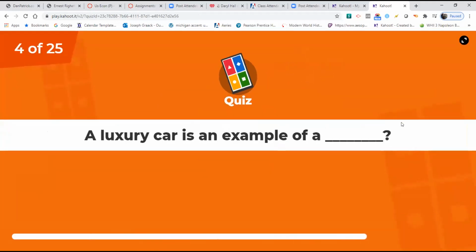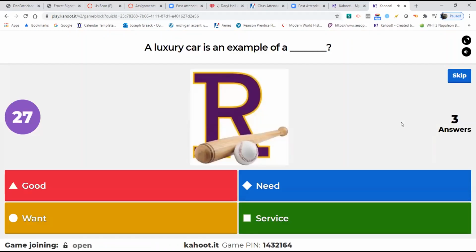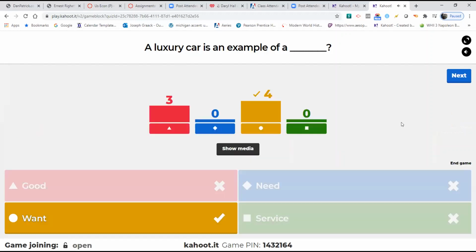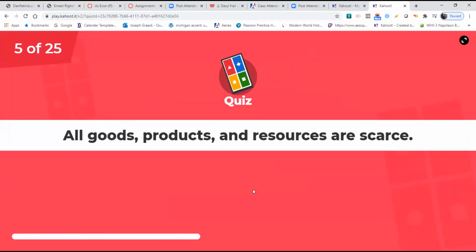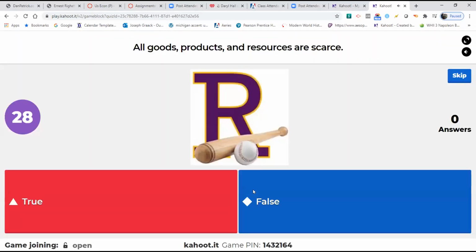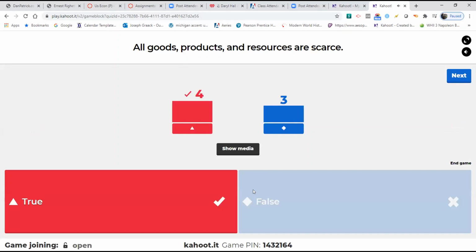All right, a luxury car is an example of what? Yes, luxury car would be a want. It would not be a need. All goods, products, and resources are scarce. Is that true or false? That is true. Every resource on earth is scarce. So it doesn't matter if I say there's an overabundance, doesn't matter if I say there's too much, everything is scarce. Everything has a quantifiable number or an end to it.